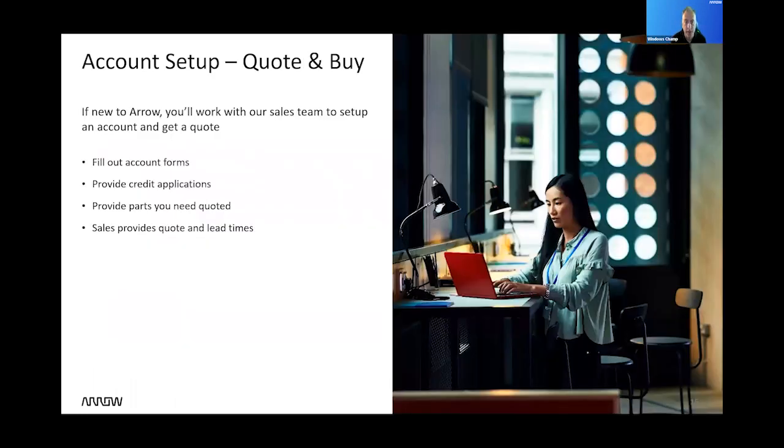While you're doing all of the testing and getting ready for production, you would also work with our Arrow sales team so that we can set up an account with Arrow so that when you're ready to buy the licenses, everything's ready to go. Our sales team will help you fill out the credit applications and the forms to set up an account with Arrow. Sometimes customers have an account already with Arrow, and we can find that out as well. And then our sales team can give you a quote and lead times on the product that you need.